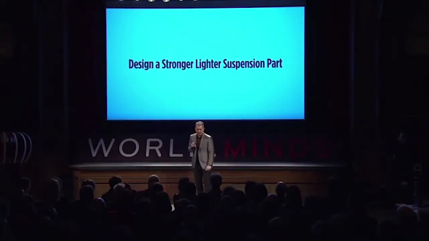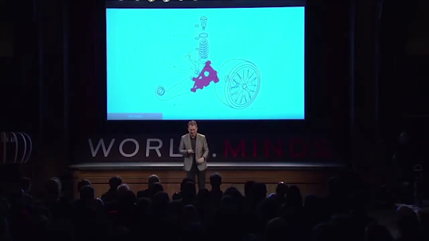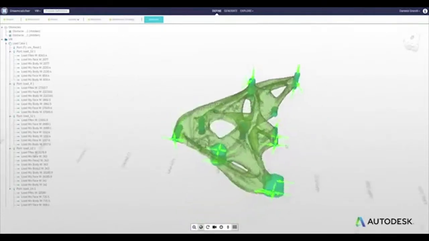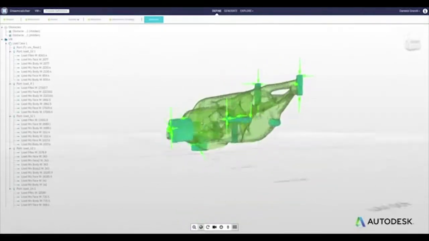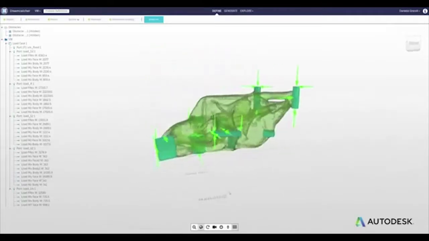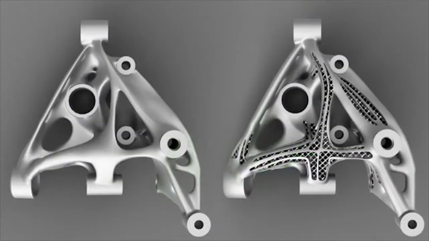So, design a stronger and lighter suspension part here. In commercial activities, this is called an upright. It's part of a suspension system. And so here the engineer is given the constraints, so where are the bolts that it needs to pass through. And then at this point, the computer generates the internal structure. This is called a micro mesh. And so it tries to make it as light as possible. And the end result is the one on your right. So the left is the traditional, the one on the right is the generated one.